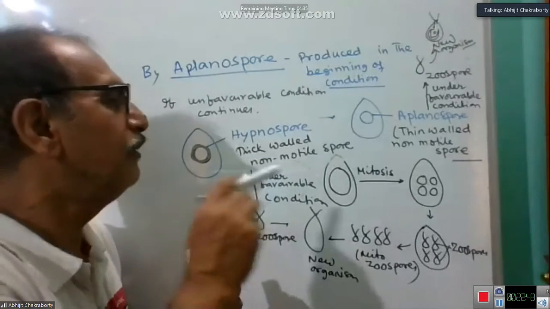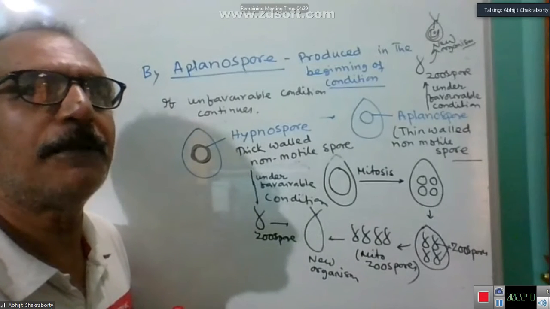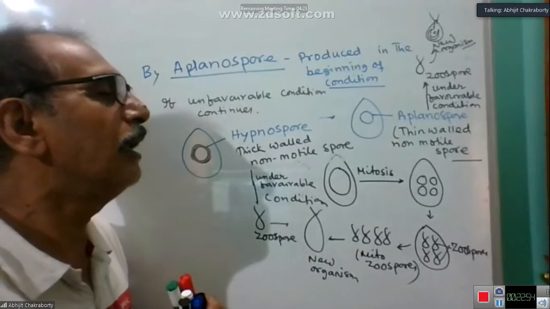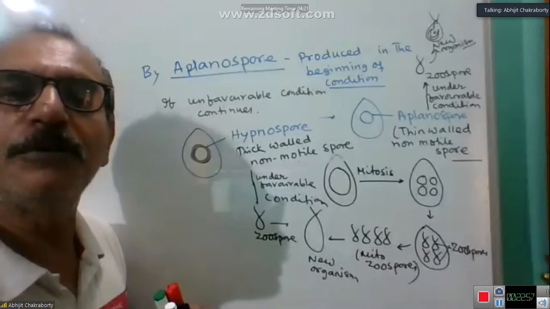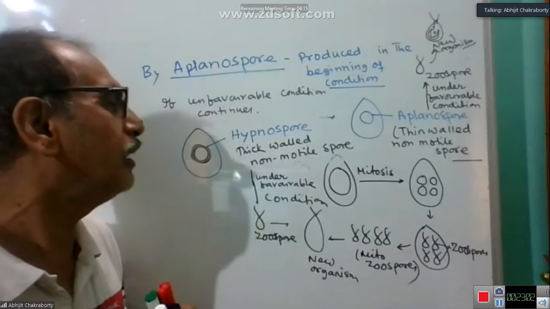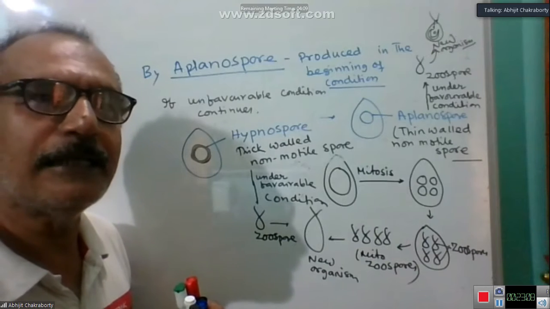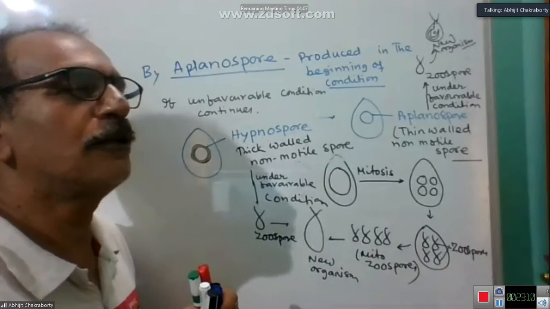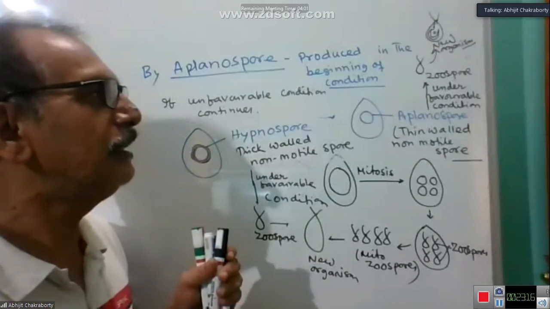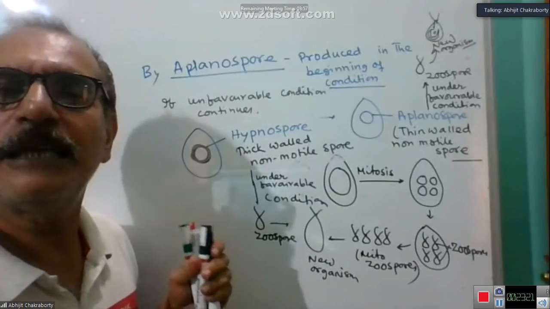Because they are thin-walled, the aplanospores cannot resist if the favorable condition becomes unfavorable continuously. So once unfavorable condition continues, these thin-walled aplanospores are required to be converted to thick-walled hypnospore. So what is the difference between aplanospore and hypnospore? Both are non-motile. Both are produced under unfavorable condition. There are similarities, but the difference is that aplanospore is thin-walled, but hypnospore is thick-walled. So these are the three types of spores I discussed here. One is aplanospore, one is zoospore, other is hypnospore.